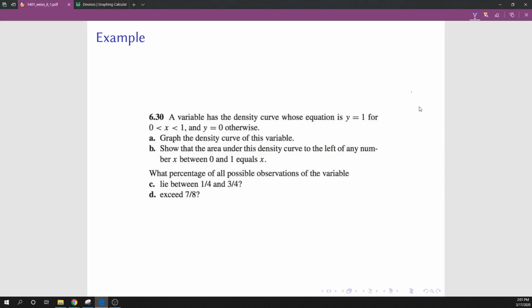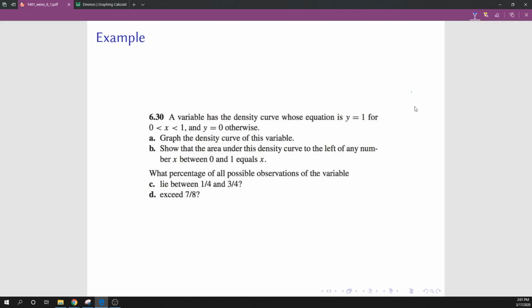All right, in this video, we are going to take a look at 6.30, the problem from our book. Okay, it says a variable has the density curve whose equation is y equals 1 for x between 0 and 1, and y equals 0 otherwise. Part A, graph the density curve of this variable.